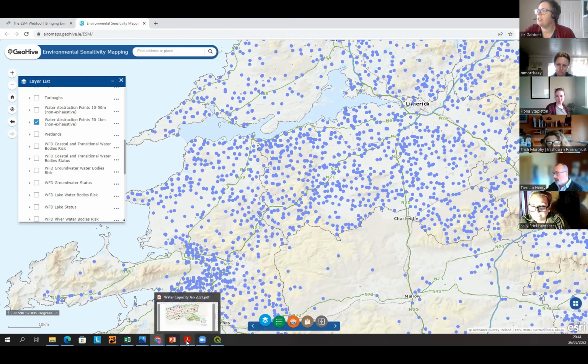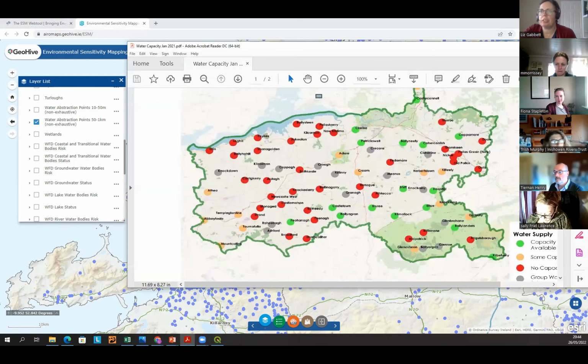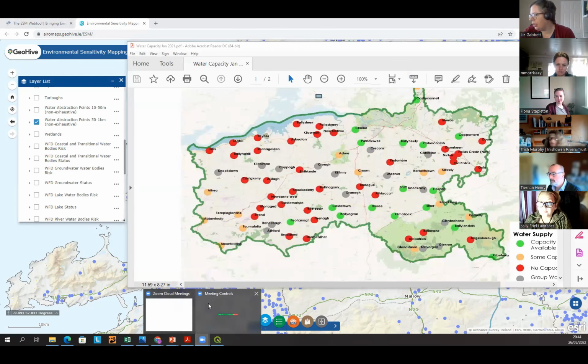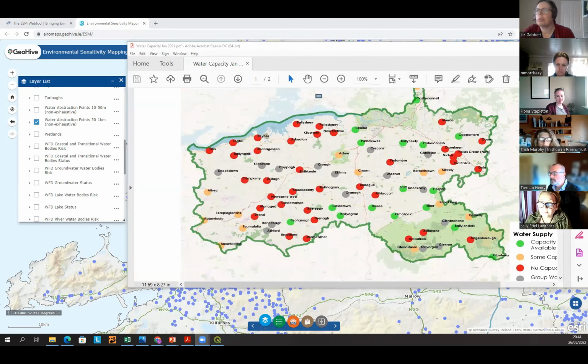But actually, interesting. I'm just going to show you another. I don't think that's going to show up. I've stopped the share. One sec. Oh yeah. Does this work for me? This is the water capacity one, is it? Yeah. Can you see that? Yeah. Okay.